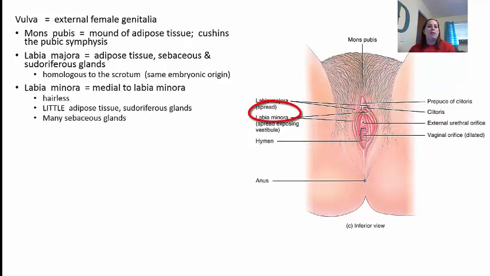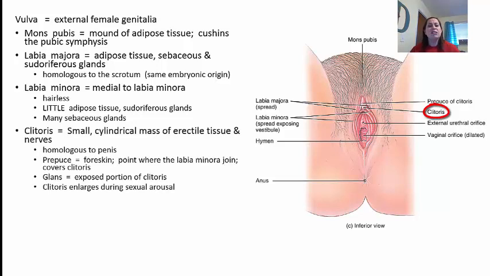We see the labia minora, which means smaller. Okay, it's medial to the labia, and there's a typo here. This is medial to the labia majora. This area is hairless. It only has a little bit of adipose tissue and sudoriferous glands, but it has many sebaceous glands. And again, these glands are there for secretion, for just the normal pHs and things like that we see in a female, but they also will play a role during sexual excitement as well, what we see in males.